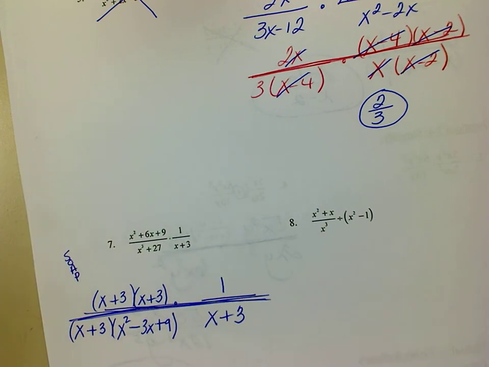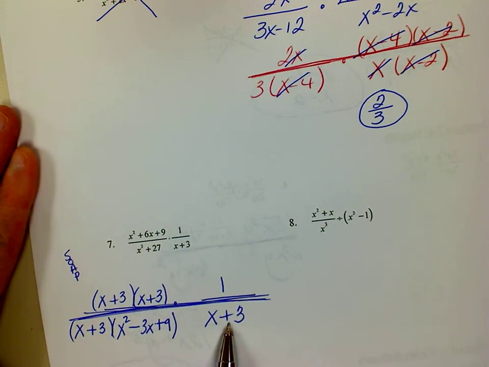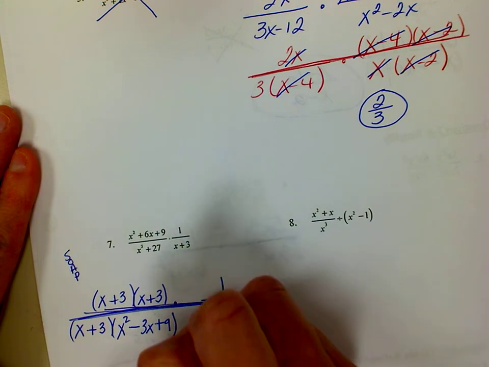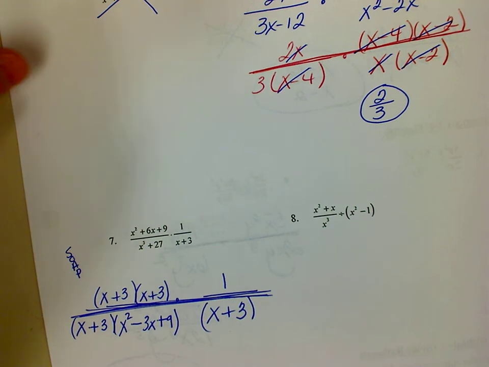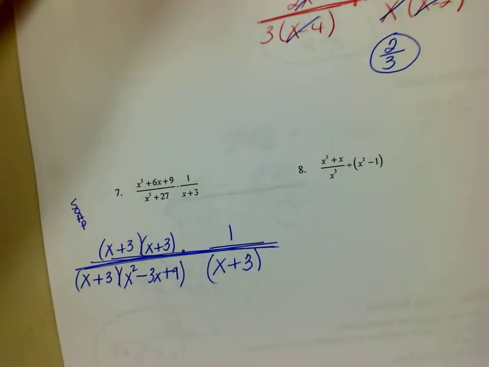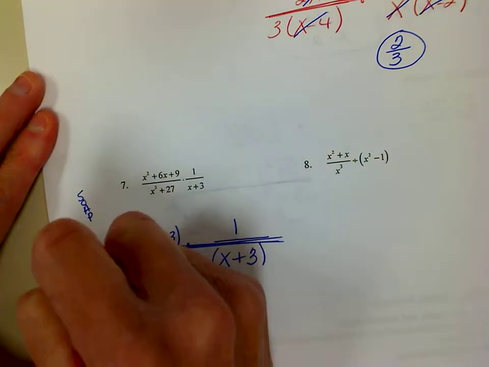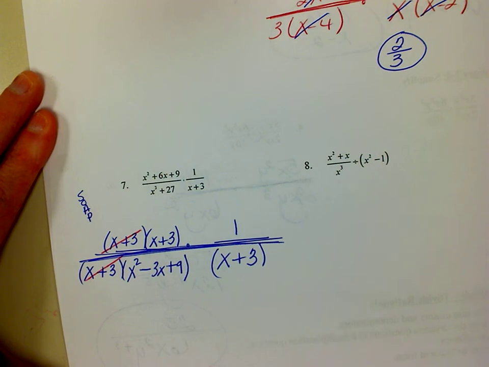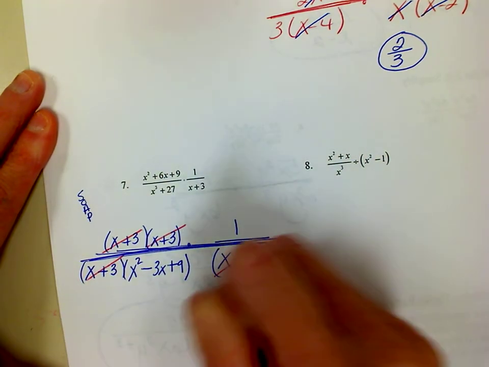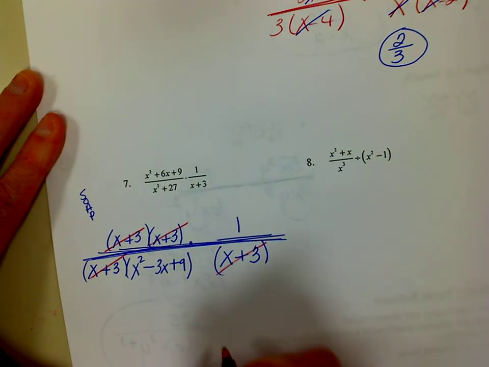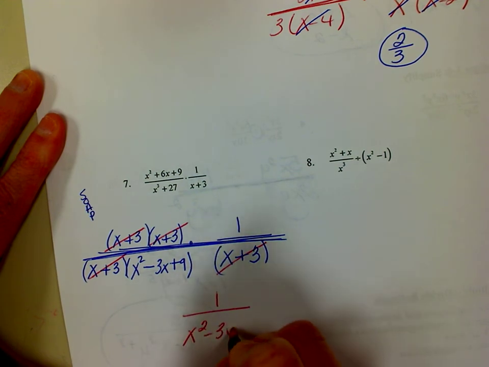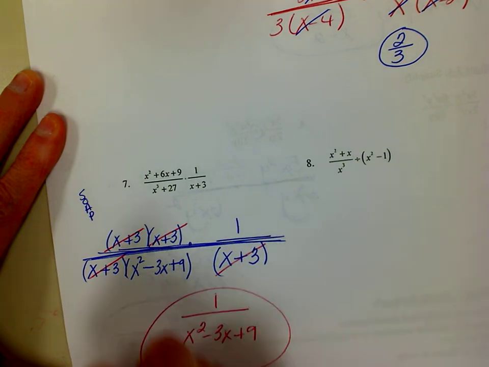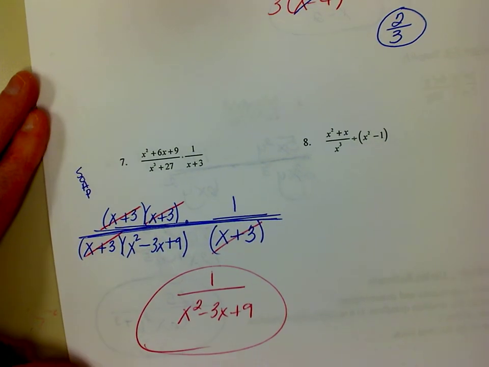And now you're going to cancel. Since this has a plus sign in between these two terms, this goes together. Whatever is on top and on bottom, they can cancel out. X plus 3 can cancel. Here's another x plus 3. That's it. So we're left with 1 divided by x squared minus 3x plus 9. So that's my final answer to 7.